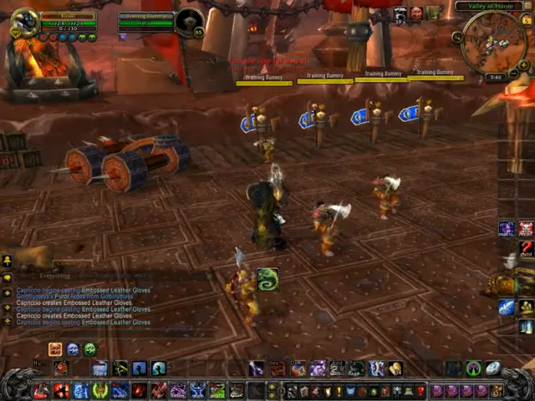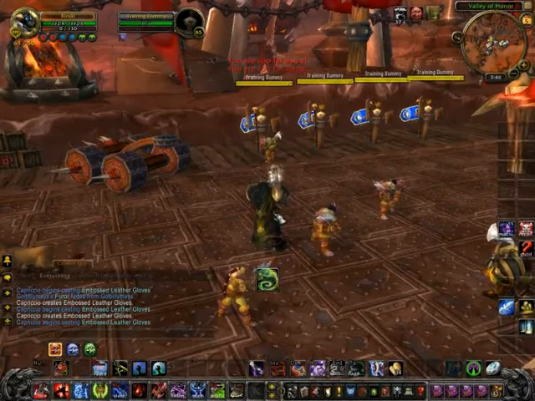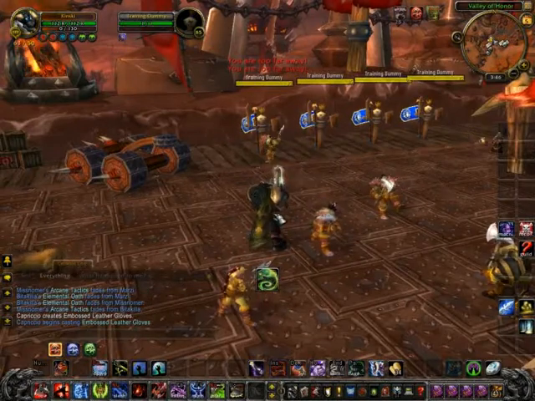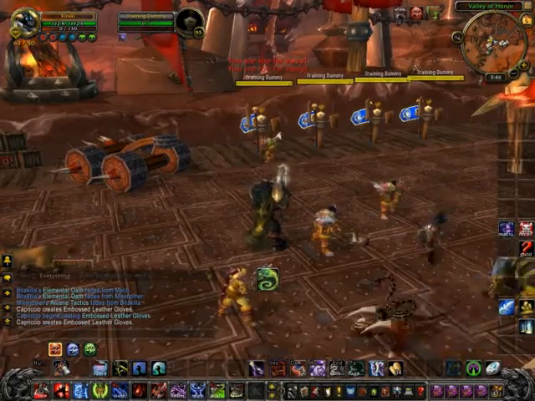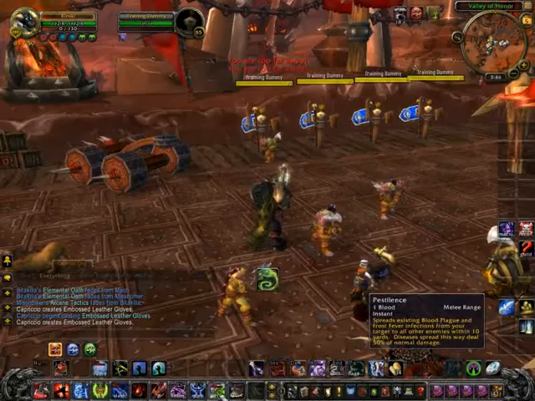Let's move on to the AOE rotation for Blood Death Knights. The AOE rotation differs from the single target rotation in that you will be making use of Death and Decay and also Pestilence.